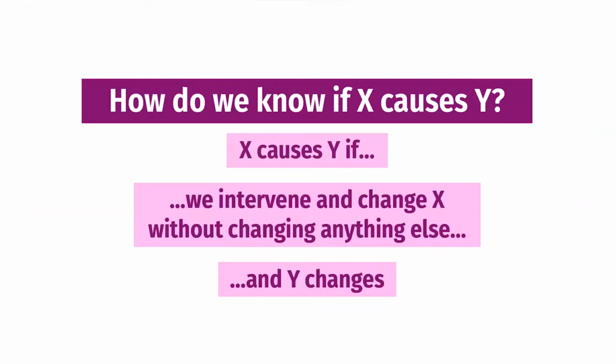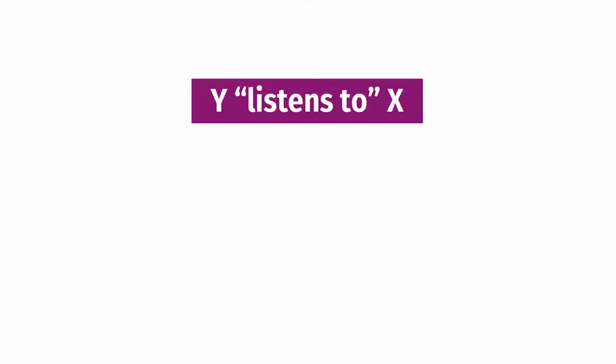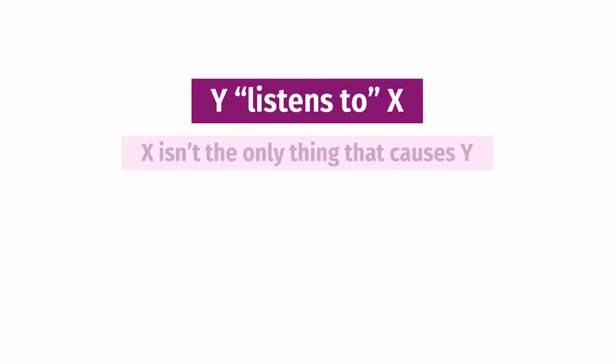So another way of thinking about this is that Y listens to X. So it responds to it. So X isn't going to be the only thing that causes Y. There's going to be a billion things that cause poverty, they cause health, they cause kind of these big social phenomena that we care about. But there are lots of things that affect that.